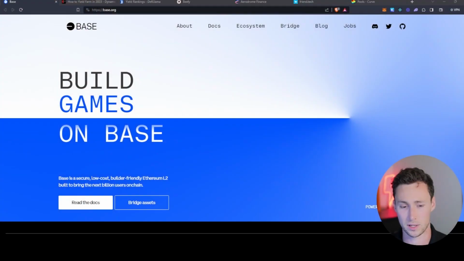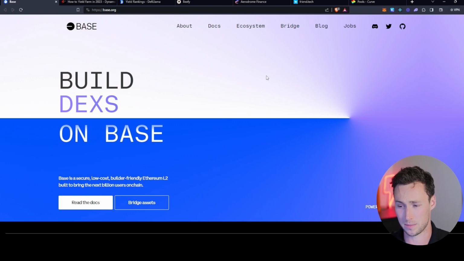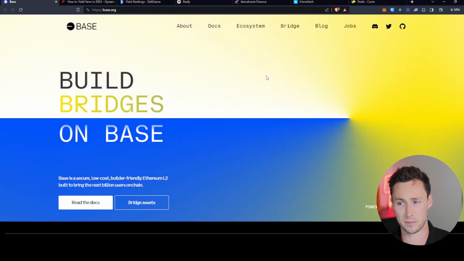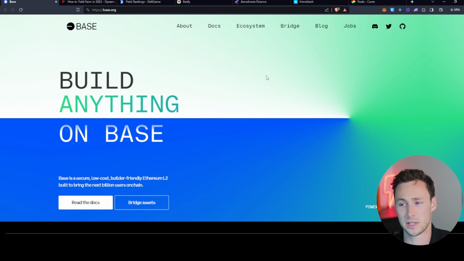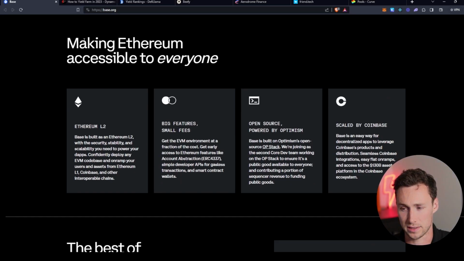And as a quick refresher, Base is Coinbase's new layer 2. That's a big bet they're making, and it functions very similar to Ethereum if you've used Ethereum before, except that it's much cheaper and much faster. But any applications you build on Ethereum can also easily be ported over to Base, and many of them have already done that. And you can see here on their website that their goal is to make Ethereum accessible to everyone, and of course it is built by Coinbase.